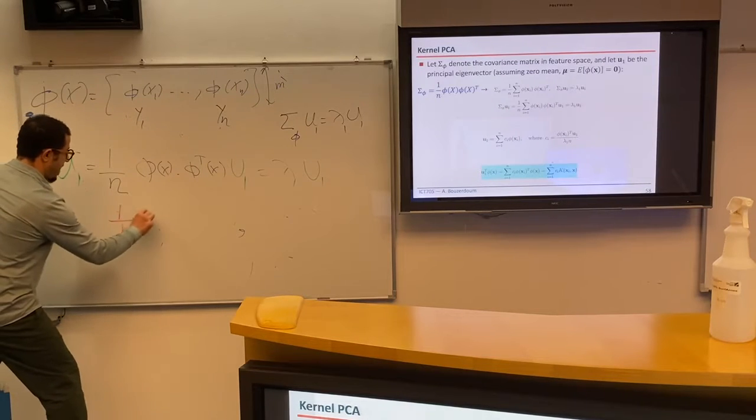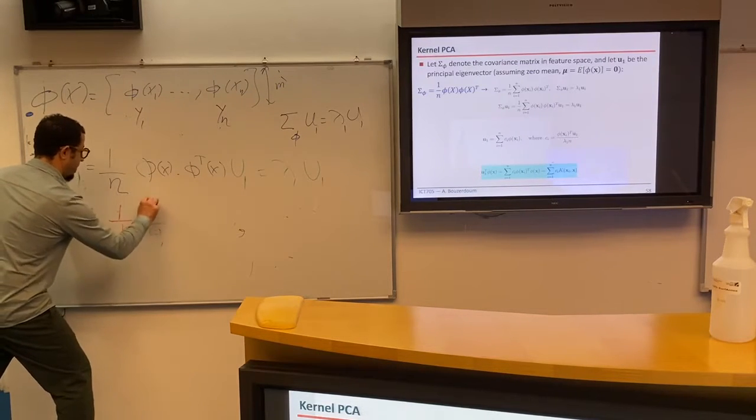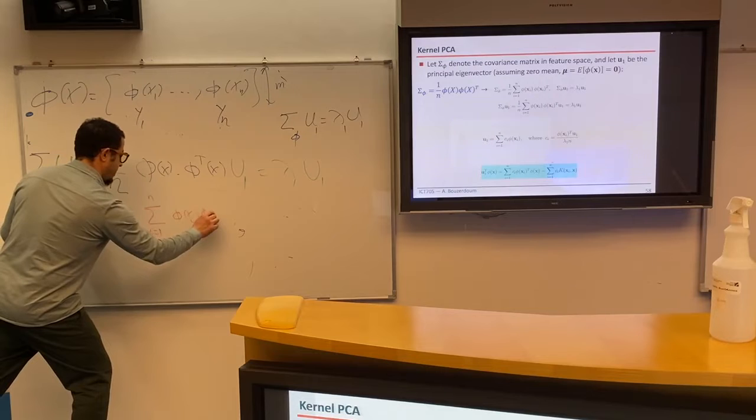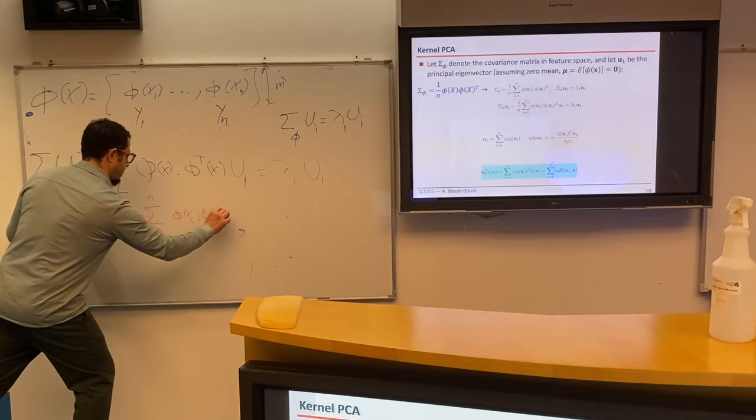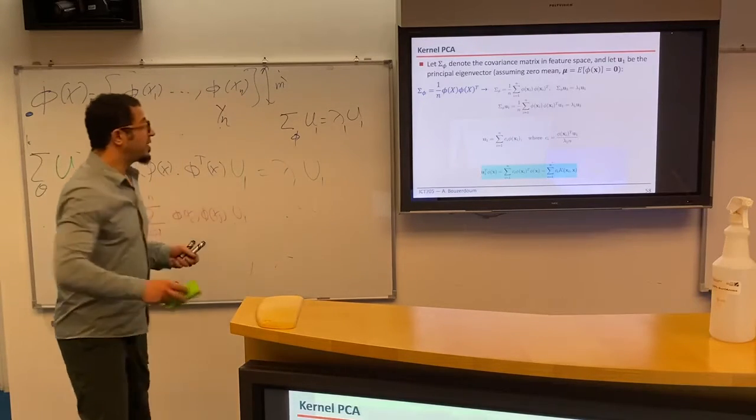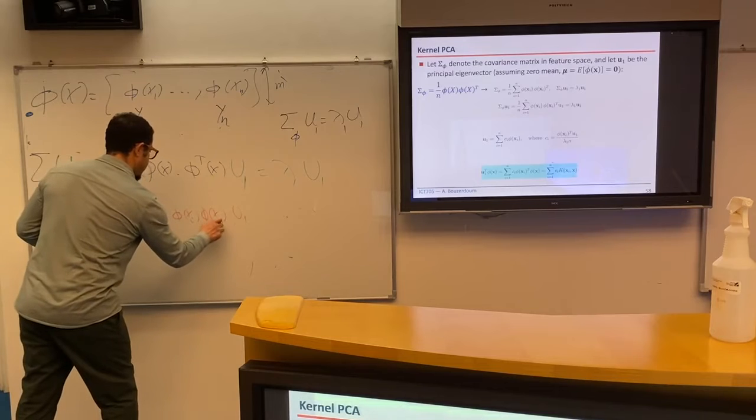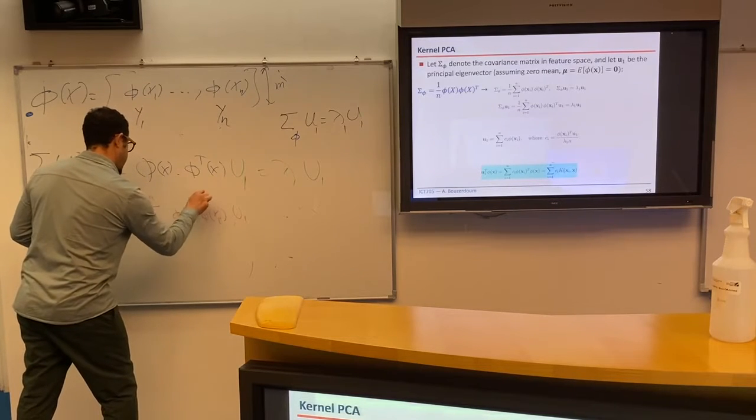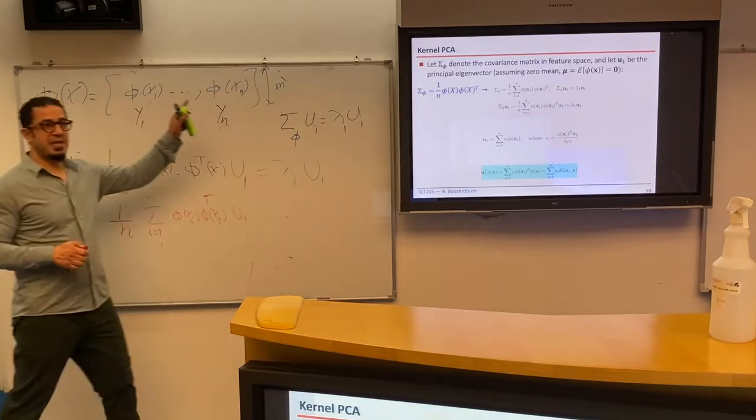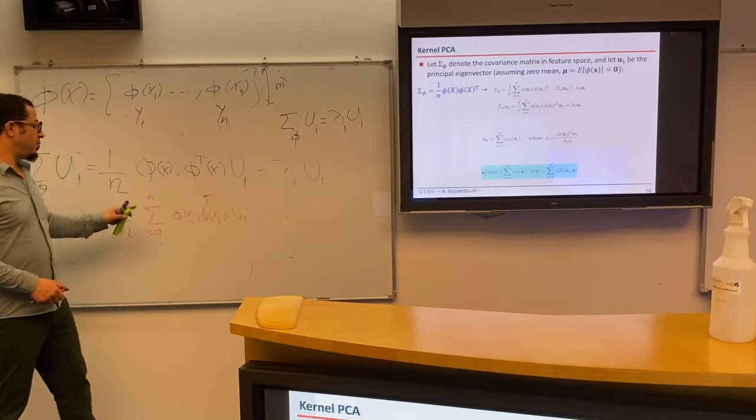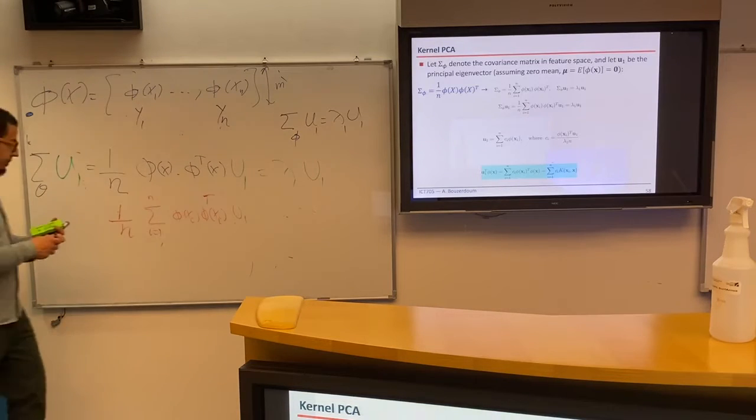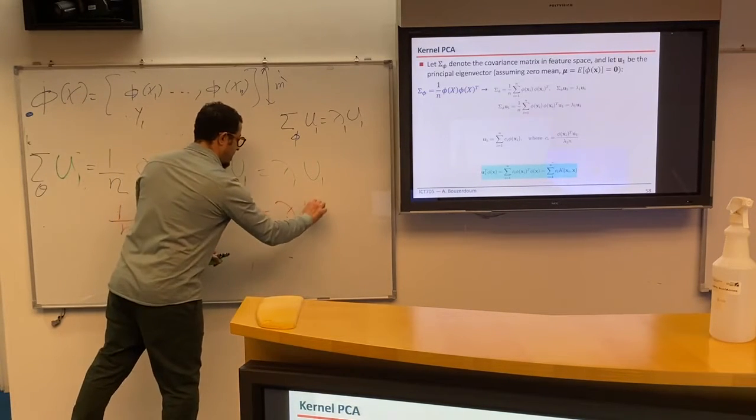This is exactly 1 out of n, the sum over i, 1 out of n, phi of xi, phi of xj transpose, u1, right? So the way when you do a matrix times another matrix transpose is the same thing we do, column by row. Same thing. You can check it, please. What will be here, please? Lambda u1, right?